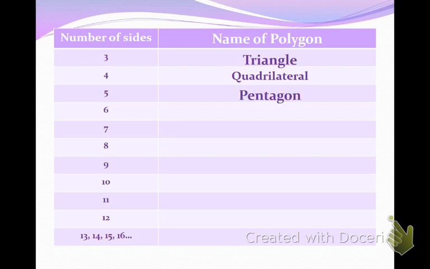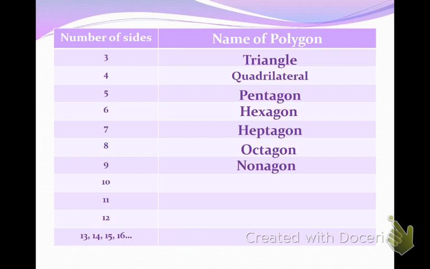5-sided polygon is called a pentagon. 6-sided hexagon. I remember the number 6, S-I-X. It has an X, and so does hexagon. 7-sided heptagon. 8-sided octagon. 9-sided nonagon. 10 decagon. 11 hendecagon.